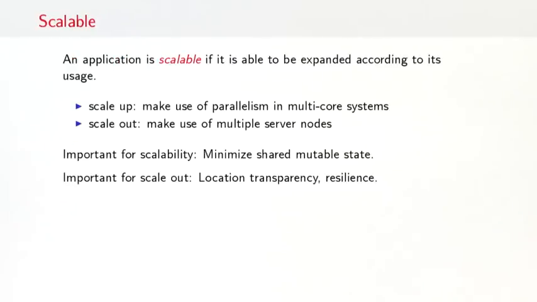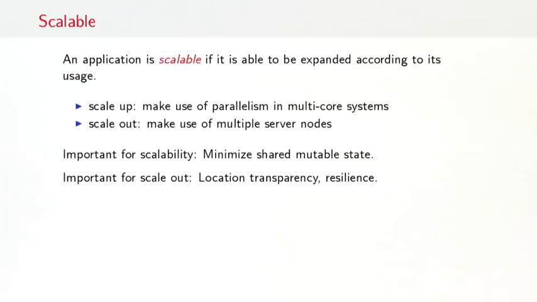The next property of a reactive system is being scalable. An application is scalable if it's able to be expanded according to its usage. And typically we distinguish two directions of scaling. There's scale up, which means we make use of parallelism in multi-core systems, which become more and more common in computers today. And then there's scaling out, which means we make use of multiple server nodes, often in a data center or in the cloud. Important for scalability here is always to minimize shared mutable state, because we will see that that actually has implications on the ease and the efficiency of scaling.